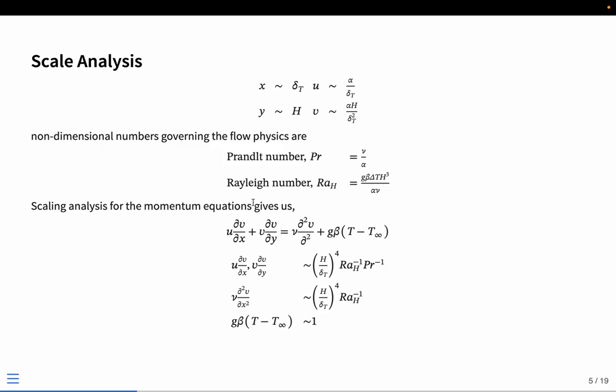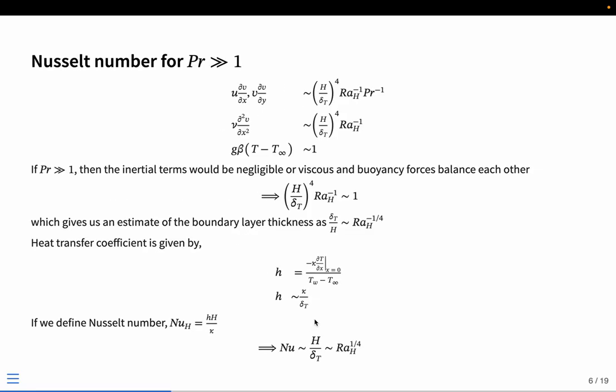So these are the inertial terms. The order of the inertial terms is following this particular expression. Then come the viscosity terms, and then come the buoyancy terms. So depending on where you are, depending on what the Prandtl number is, there will be a balance between two of these forces. So we have different scenarios.